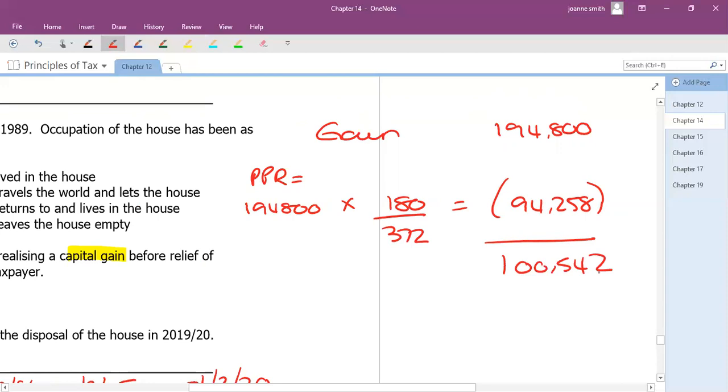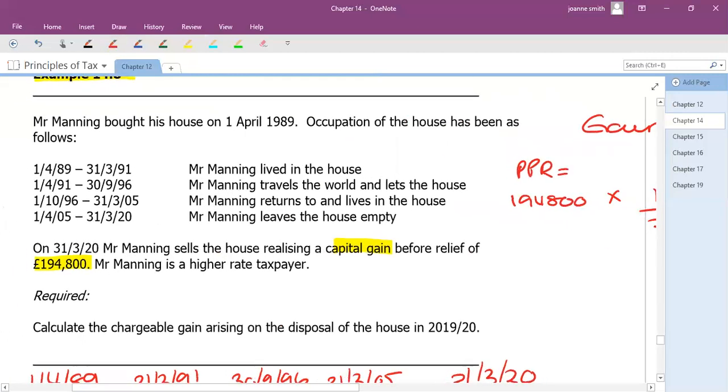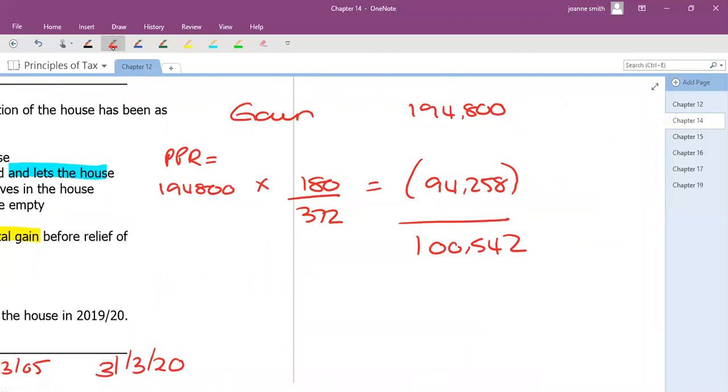Now, we haven't done anything else with the questions because in the period that it's empty, we haven't let the house out. But we have in this question. It says Mr. Manning, from the 1st of April 91 to September 96, he left the house to travel and he lets the house out. So that's what's giving us this letting relief. It's not here because it just says he leaves the house empty. So it's that period of time that gives us the letting relief.